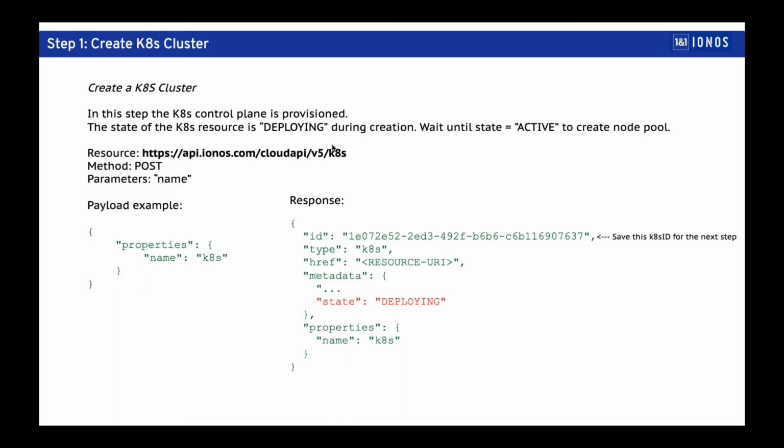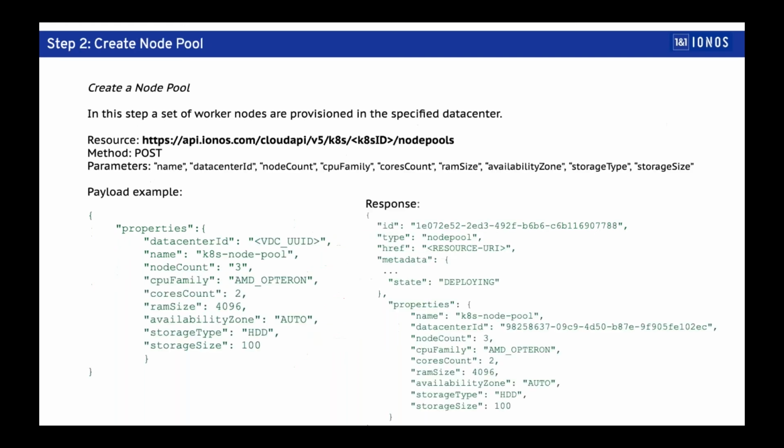You can also do a simple get on this particular resource to get an update of the state. Once it is in state active, you are free to create the first node pool, so a set of worker nodes with identical configuration. The configuration is directly part of the payload. So you will provide, first of all, the data center ID, either the one that you created in the steps before or of an existing data center.